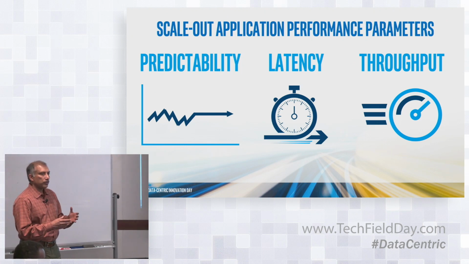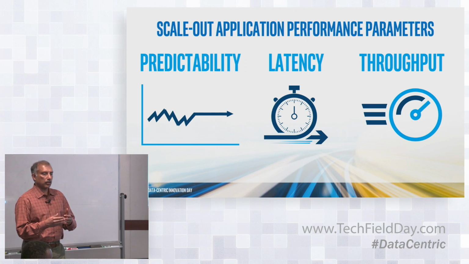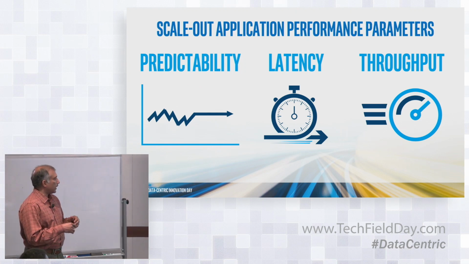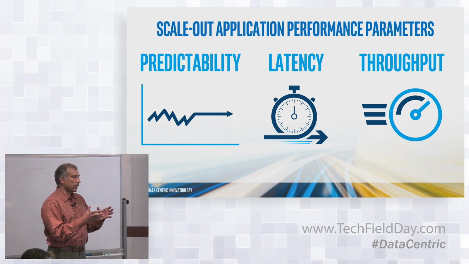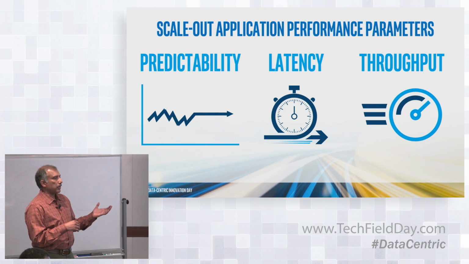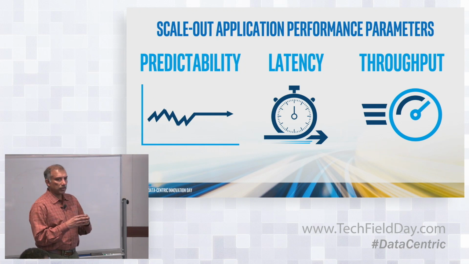Typically, from an application point of view, you measure that in bits per second or transactions per second. Latency, as we all know, is how quickly you can get a response to a request that you've sent. Typically, when you measure it from an application point of view, you generally look for average latency. That's the typical metric that we use. But there is a third parameter, predictability, which is equally, if not more, important than latency and throughput.